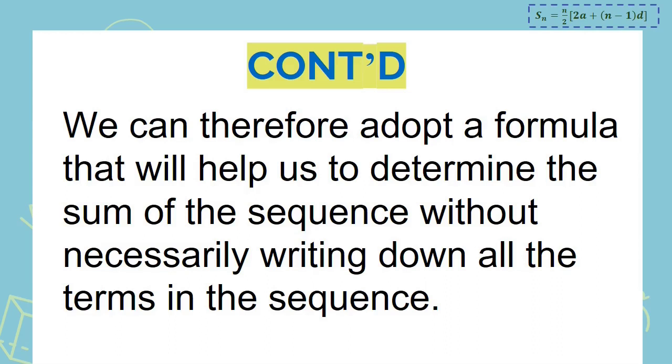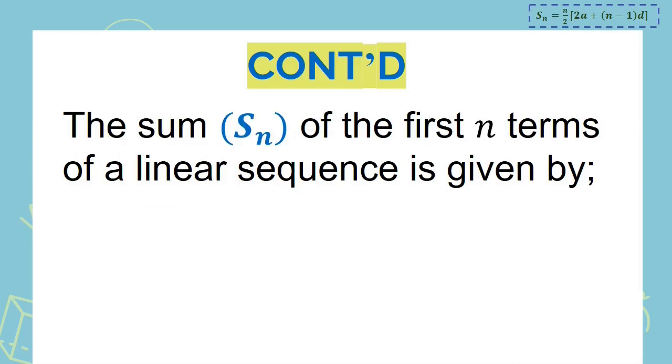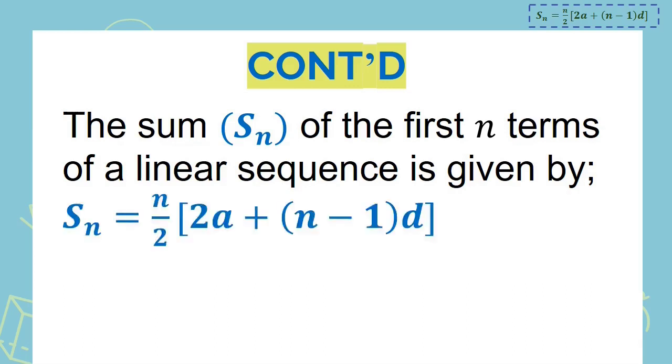Now we can therefore adopt a formula that will help us to determine the sum of the sequence without necessarily writing down all the terms in the sequence. In other words, we can use a formula to help us find the sum of any given sequence without necessarily writing or adding all the numbers together. Now the sum, which is also represented as S subscript n or Sn, of the first n terms of a linear sequence is given by Sn equals n over 2 multiplied by 2a plus n minus 1 all multiplied by d.